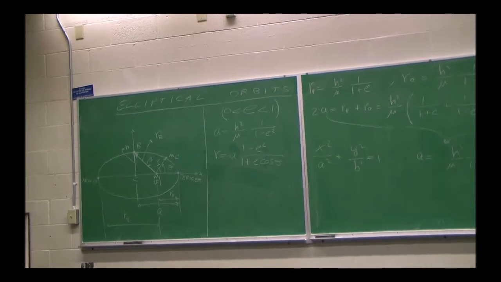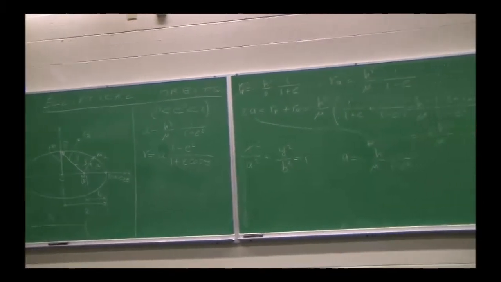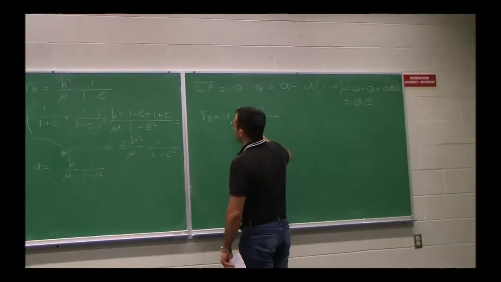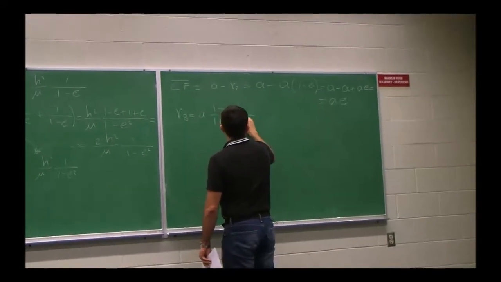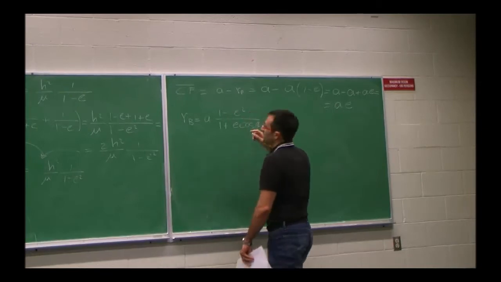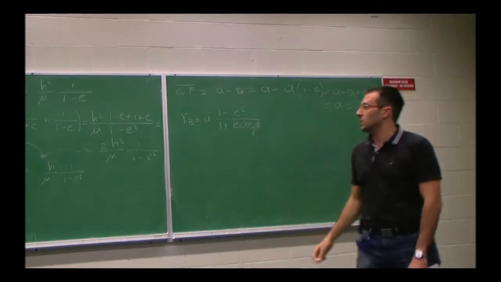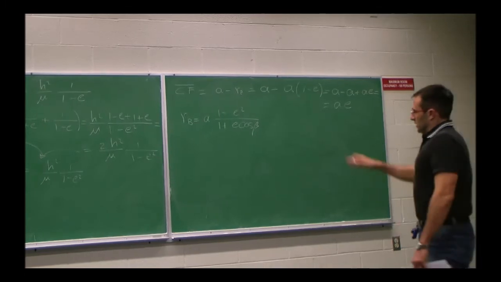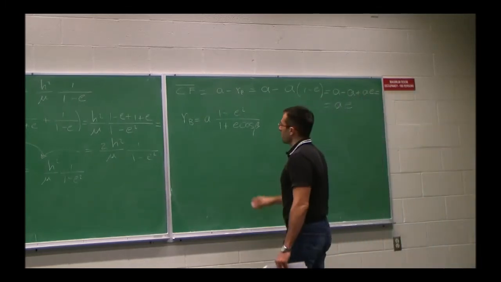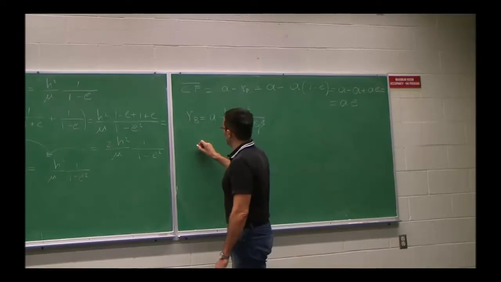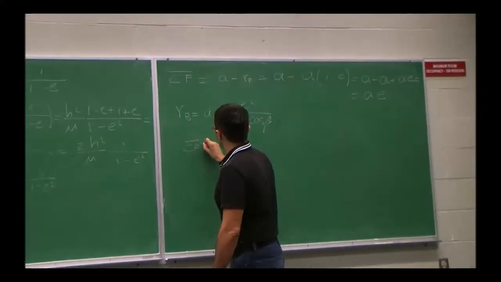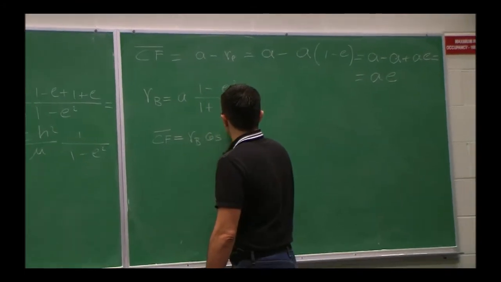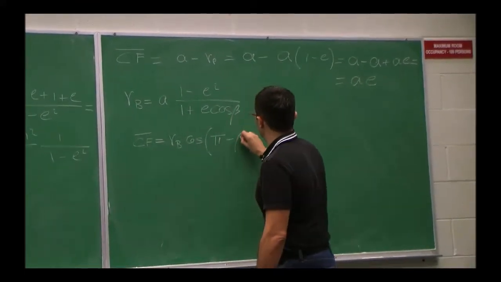So RB, I'm going to reuse that expression: A 1 minus E squared over 1 plus E, with angle beta, that particular value of the true anomaly, which I don't know what it is. It really depends on the eccentricity, as we will see in a second. So that's what it is. And I do know the following, that CF is given by RB cosine of pi minus beta, right?